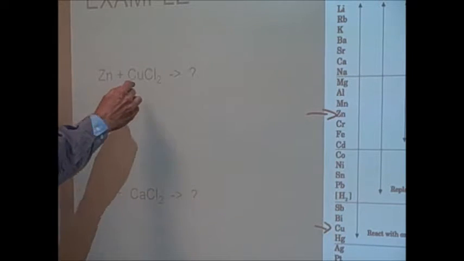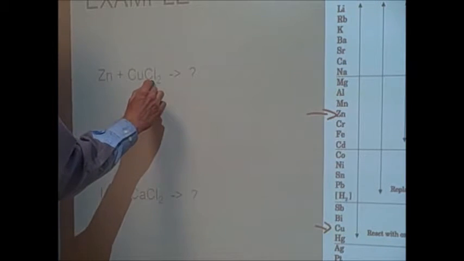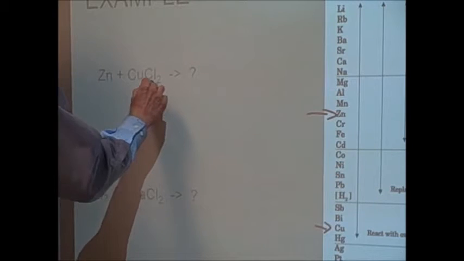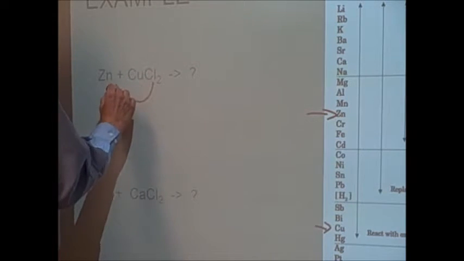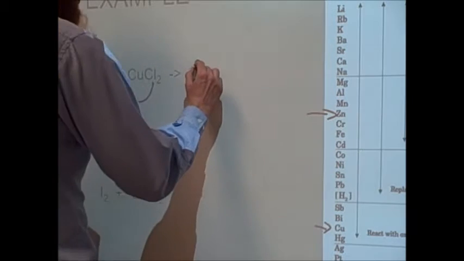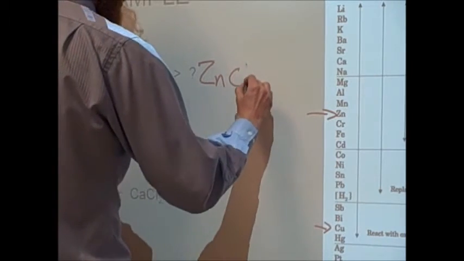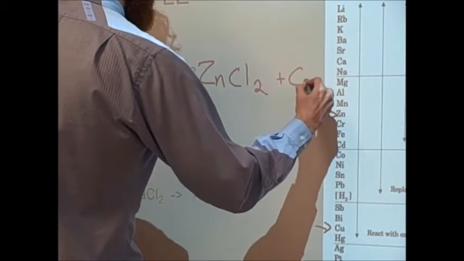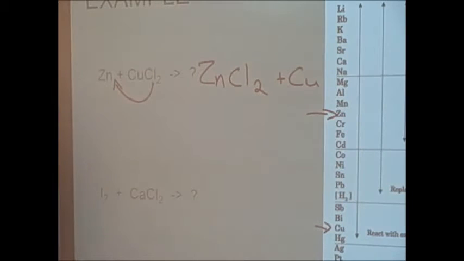So we know that the copper is going to go home by himself and the chlorine is going to come and bond with zinc. So zinc chloride plus copper. And that is all you have to do for single replacement. Look on your activity series, figure out if it switches. If so, you are good to go. Let's do one more example.